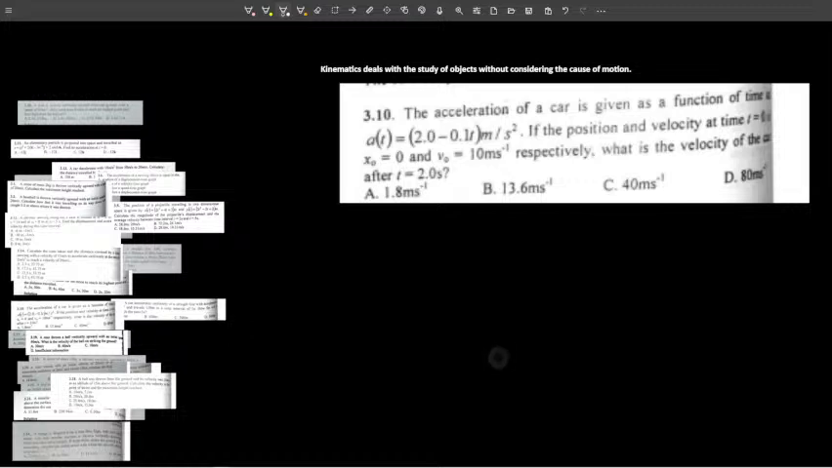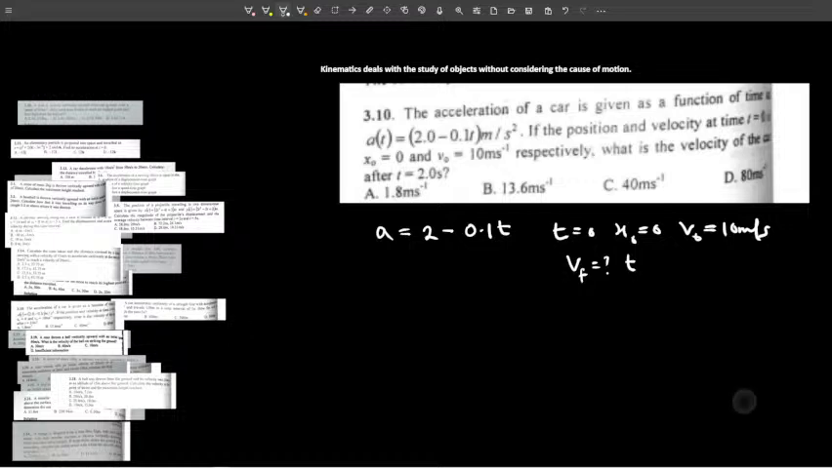So the question says that a is equal to 2 minus 0.1t. If the position and the velocity at time t equals 0, so when time t equals 0, x naught is equal to 0, and v naught is equal to 10 meters per second respectively. So what is the velocity of the car after t equals 2 seconds? We're looking for the final velocity of the car when t is equal to 2.0 seconds.